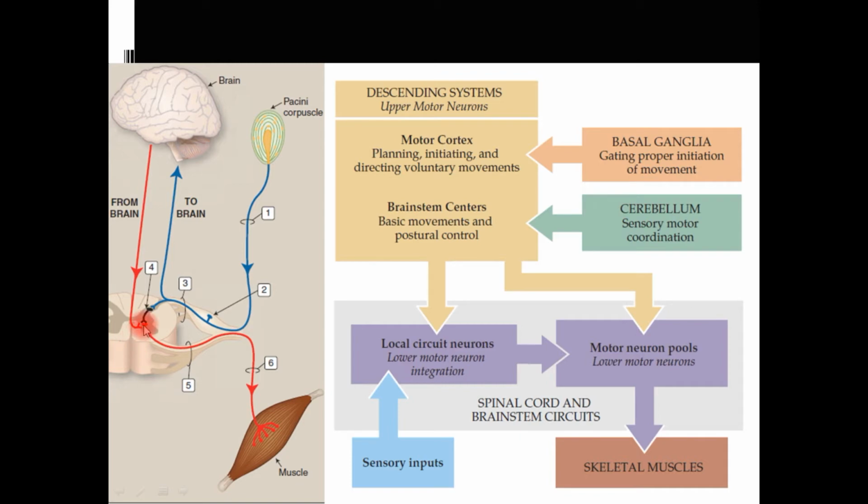This alpha motor neuron, which is coming out from the anterior horn of the spinal cord, is the lower motor neuron, and then it innervates the muscle. Then there is a sensory input which not only supplies to the brain but also contributes to the circuitry in the motor neuron. And then there is the role of other brain areas apart from the motor areas, that is basal ganglia for initiation of movement and cerebellum for coordination of movements.